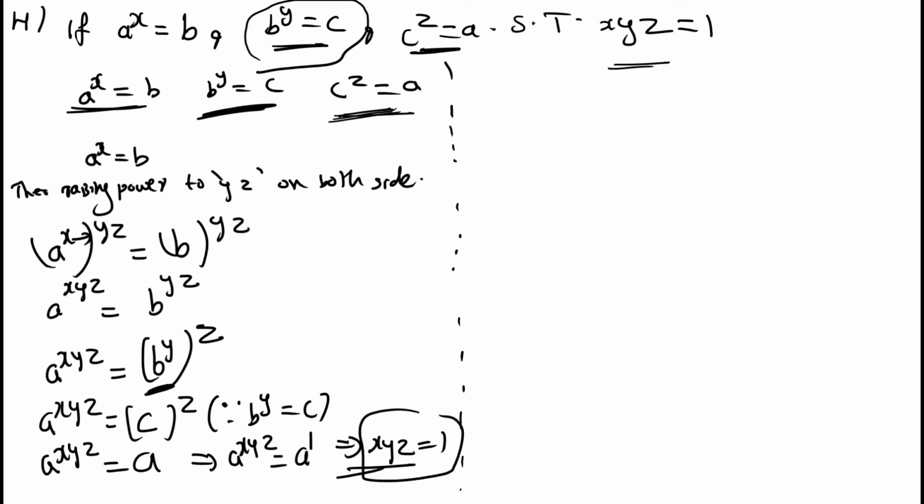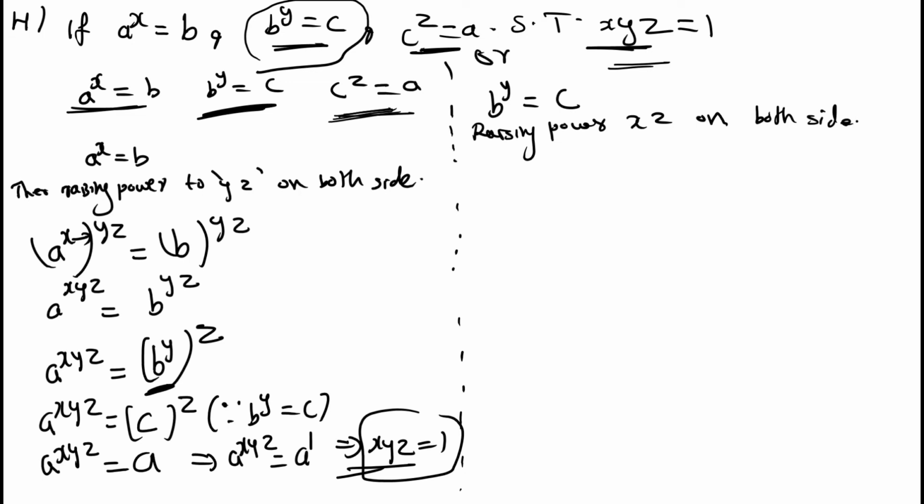Or I will solve by another method. Suppose I take b to the power y equal to c. What do we have to get? xyz. Then what is missing? We have y, x, then xz is missing, right? Raising powers xz on both sides. Okay, it's an alternative method.